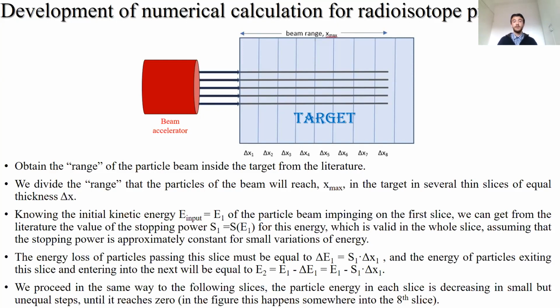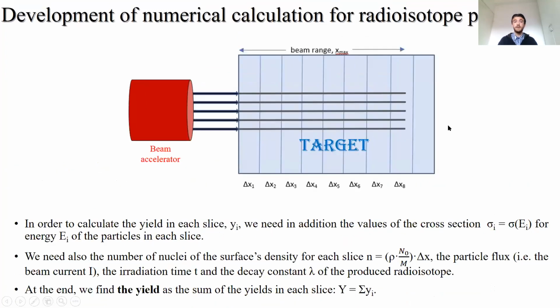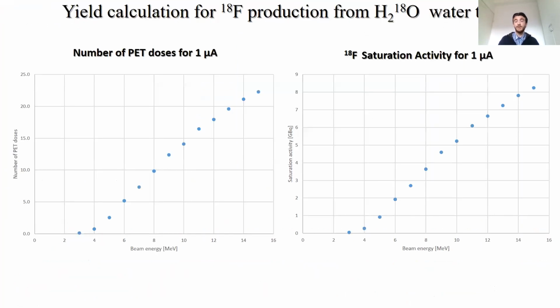Proceeding in the same way, we can find in the following slices an energy deposition until it reaches zero, which in our image here can be seen somewhere around the 8th slice. Regarding, however, the calculation of the yield in each slice, we will need an additional number of factors, such as the cross-section as a function of energy, the number of nuclei or the surface density for each slice, the particle flux, and the irradiation time and the decay constant of the radioisotope that we want to produce. So at the end, we find the yield as the sum of the yields in each slice. Having said that, we implemented our calculations for calculating the yield of fluorine-18 from a proton beam impinging on an enriched water target. You can see here in this graph on the right-hand side the results and also the corresponding PET doses.